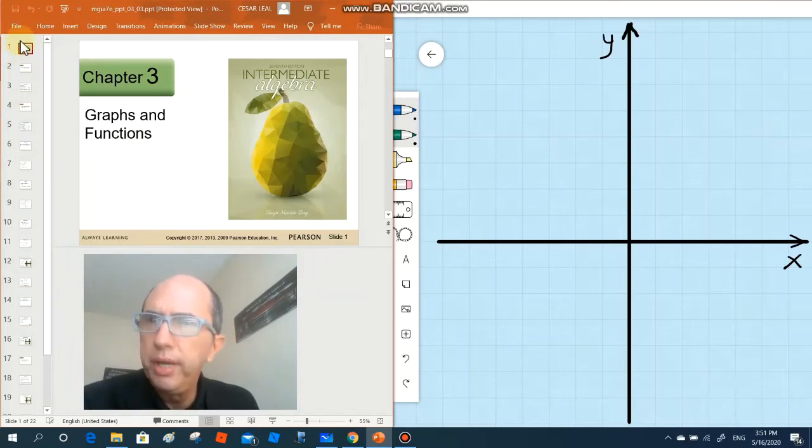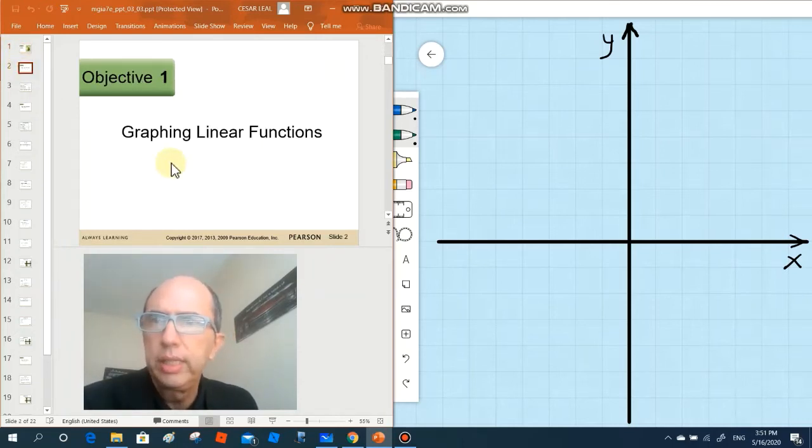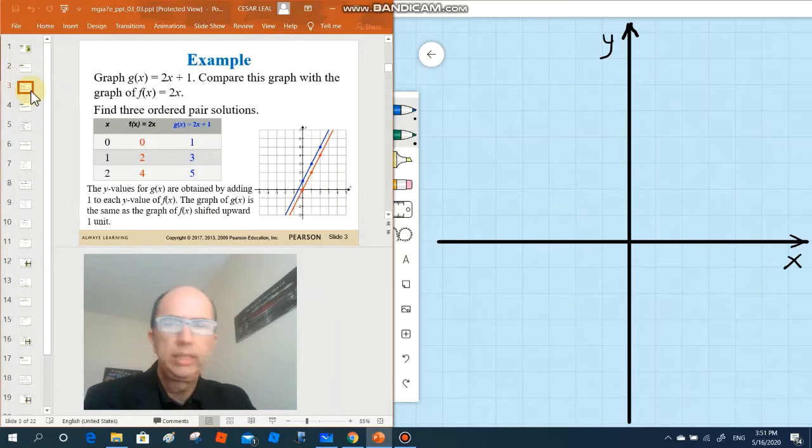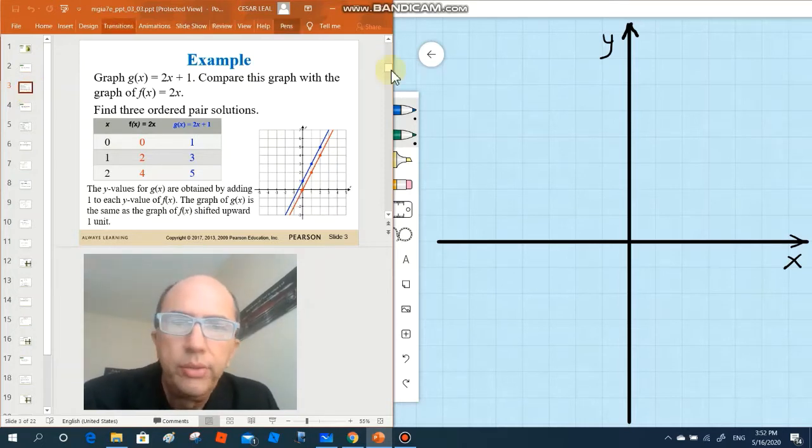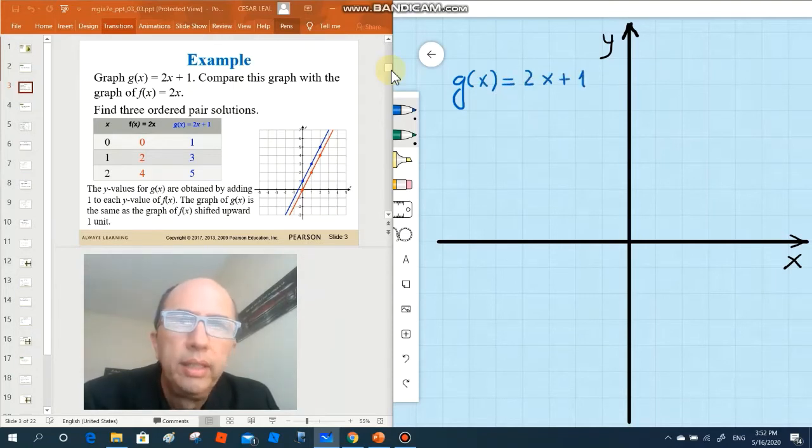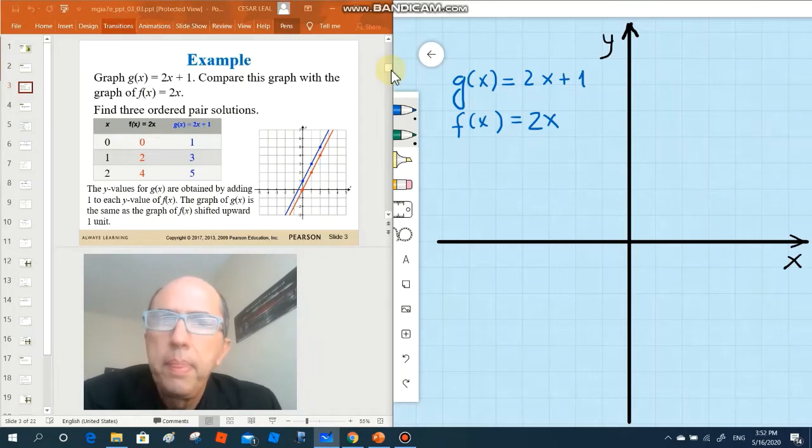Today, chapter 3, graphs and functions, and the section is 3.3, graphing linear functions. Let's go straight to this example. We have two different linear functions: g(x) equals 2x plus 1, and f(x) equals 2x. Let's graph and compare these two different functions.